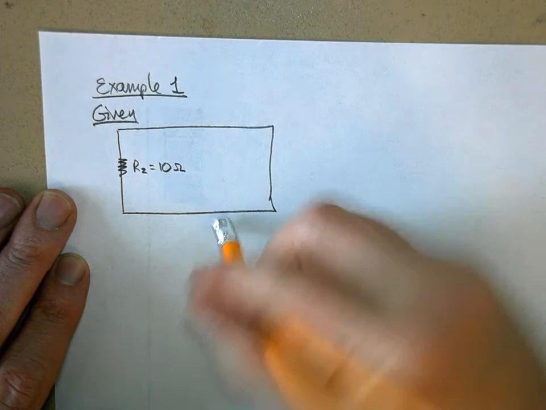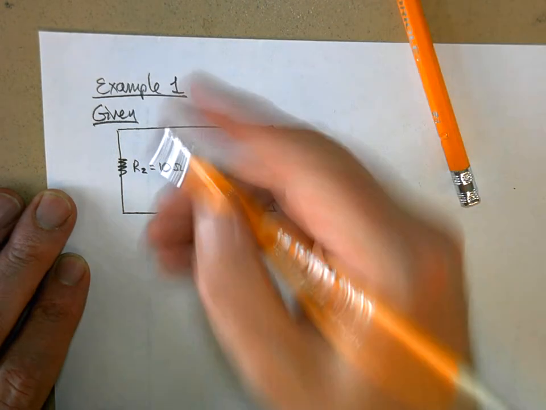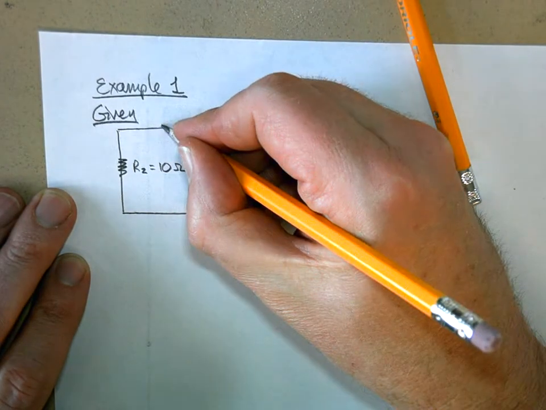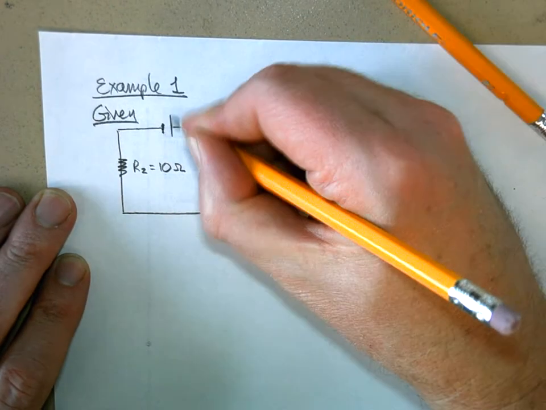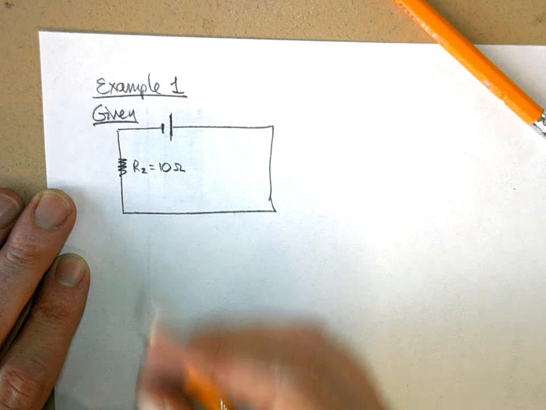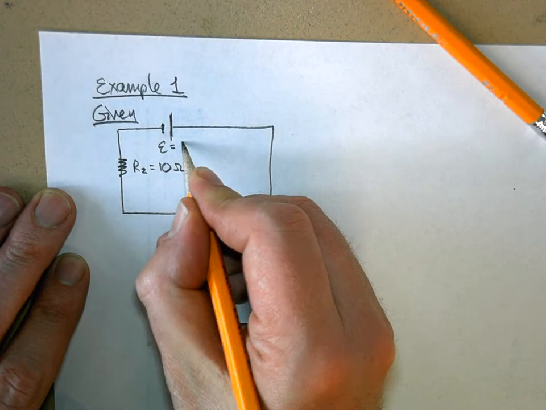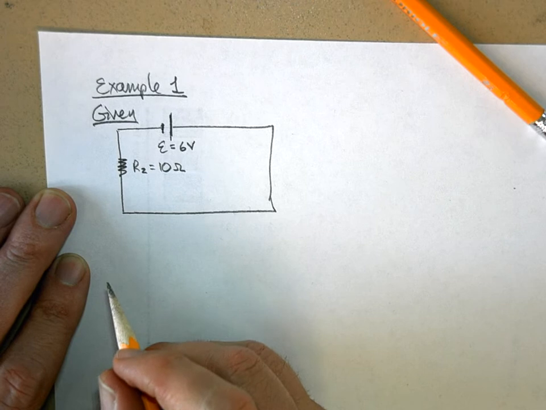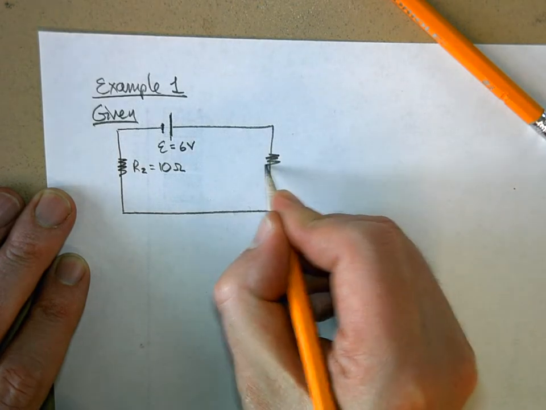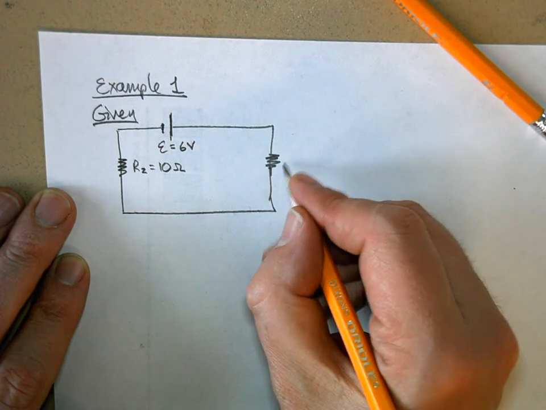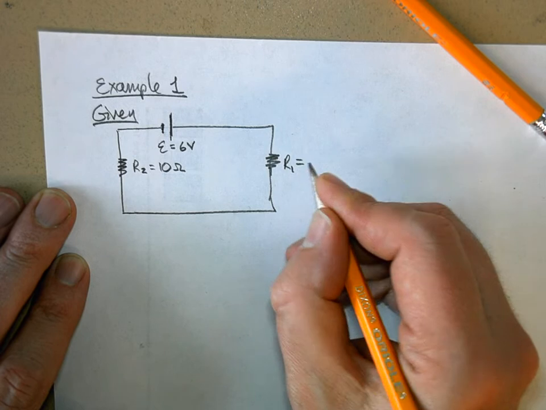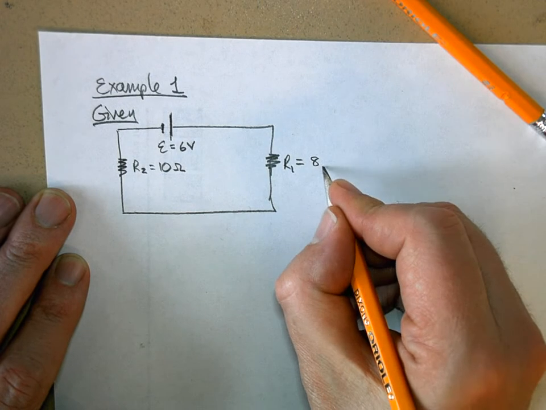And then I want a battery right here, so I'm just going to erase a little bit. And I hope you're not doing your notes in pen. Okay, this is the EMF of this battery, we're going to say is 6 volts. And then here's a resistor over here, we'll call this R1, and this is 8 ohms.